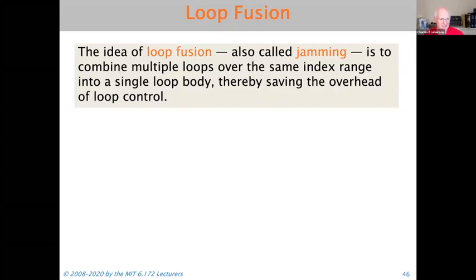The next lecture is loop fusion. So the idea of loop fusion, which is also called jamming, is to combine multiple loops over the same index range into a single loop body, thereby saving the overhead of loop control. So compilers can do this. This can be a lot trickier for compilers to do, and they don't do it nearly as well as they do unrolling.